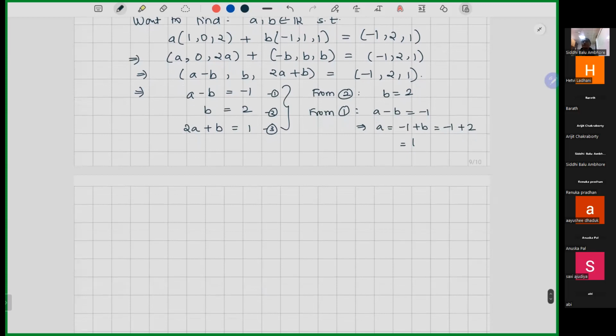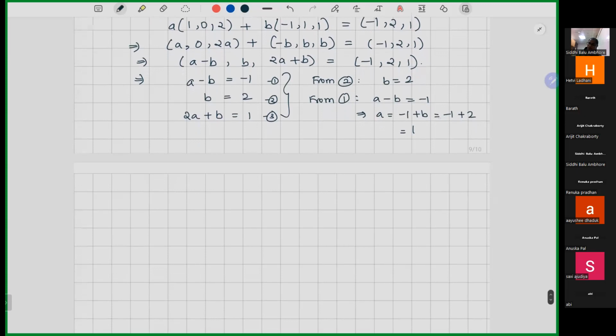Any doubt? Yes, A is equal to 1. Minus 2 plus 2, or minus 1 plus 2, it will be 1. So now we got from 1 and 2, A is equal to 1 and B is equal to 2.